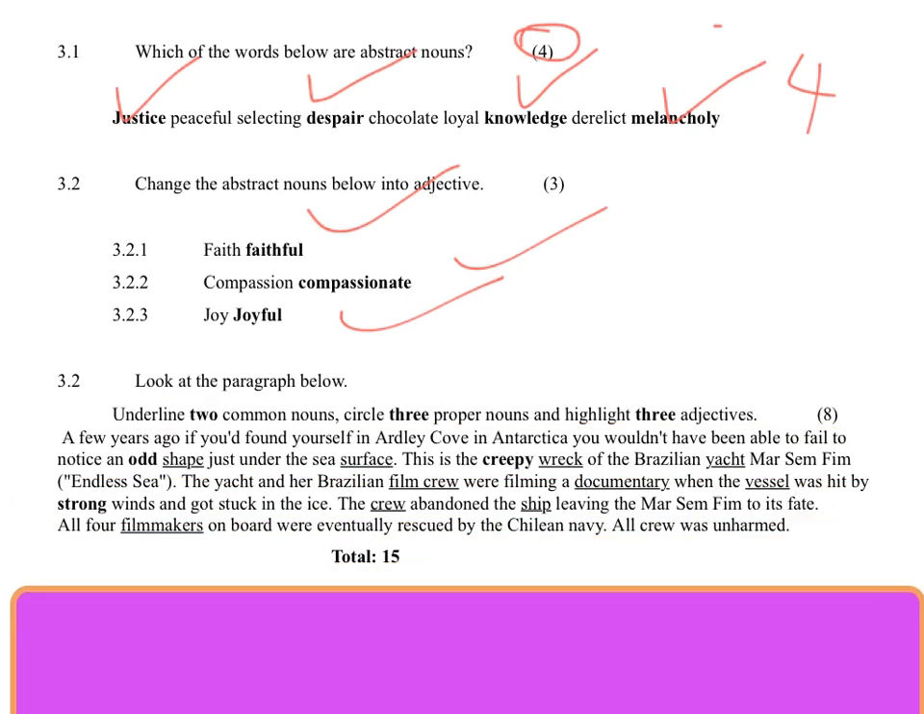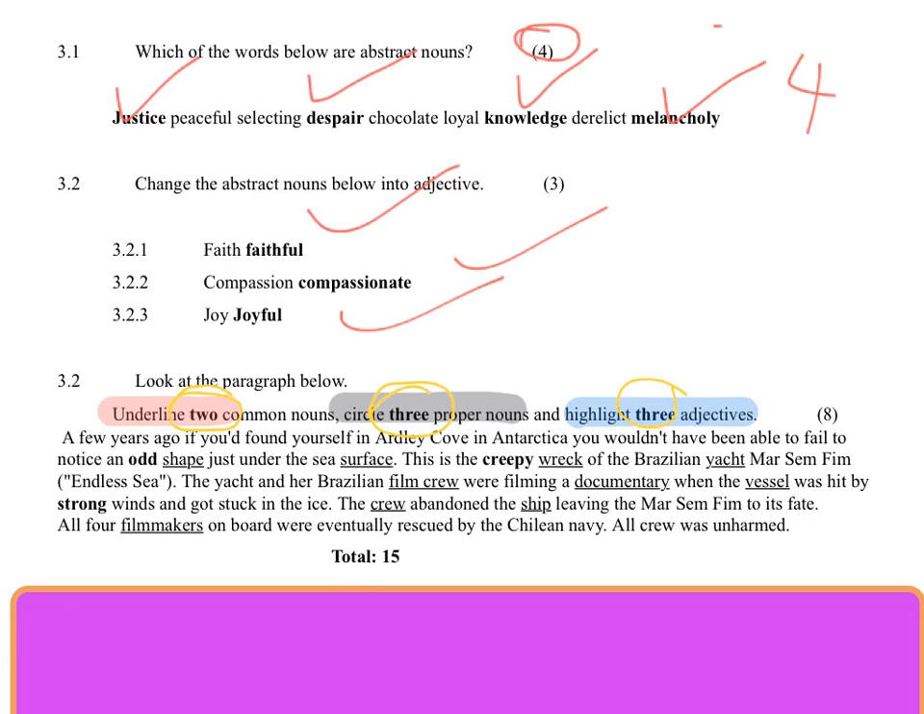And then finally, it's very important that you read these questions properly. It said underline 2 common nouns, circle 3 proper nouns, and highlight 3 adjectives. You had to have done those right, and only that number. So you should not have done 3 or more of these, you should not have done 4 or more of these. So you can just go through and check these.